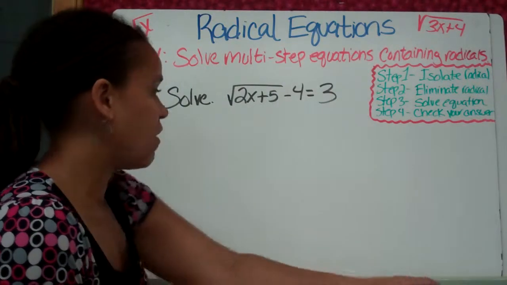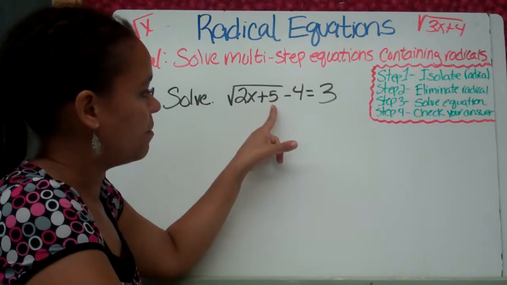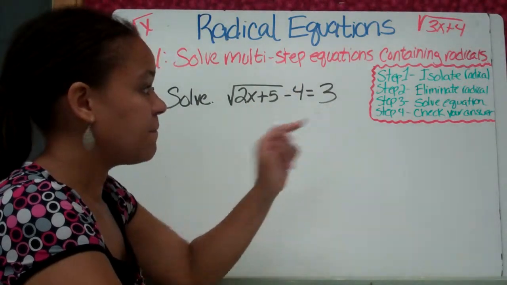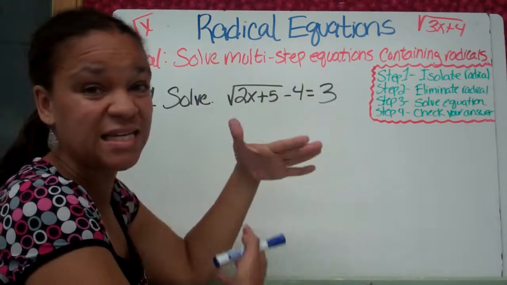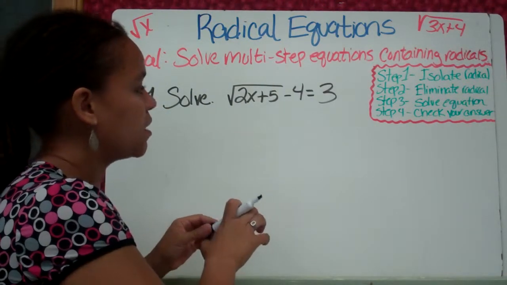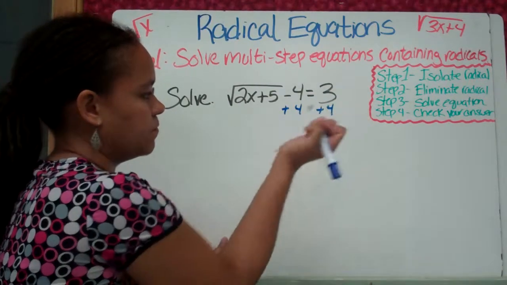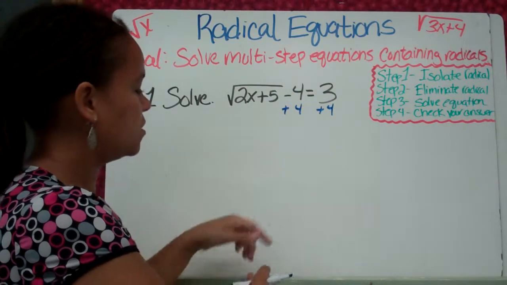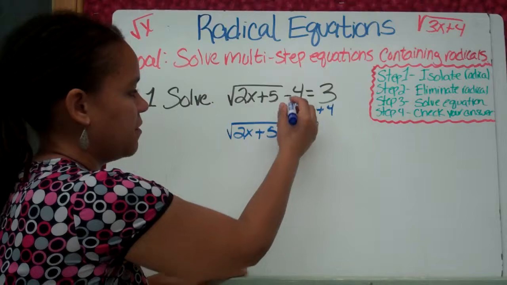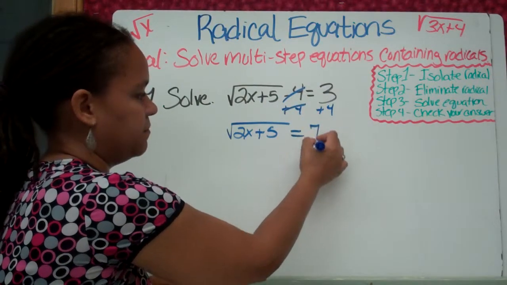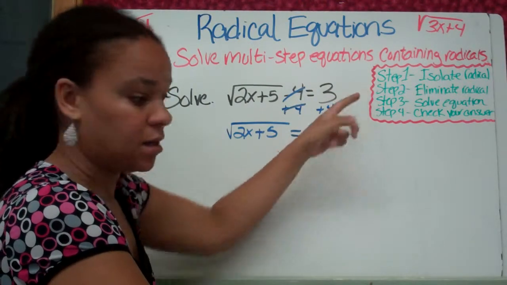So let's go ahead and solve this one. Here we have the square root of 2x plus 5, minus 4, is equal to 3. My first step says to isolate the radical, so I'm going to need to add 4 to both sides to get rid of that 4. Once we add 4 to both sides, we're left with the square root of 2x plus 5 is equal to 7. Now I've isolated the radical. I would like to eliminate it. Let's get rid of it.